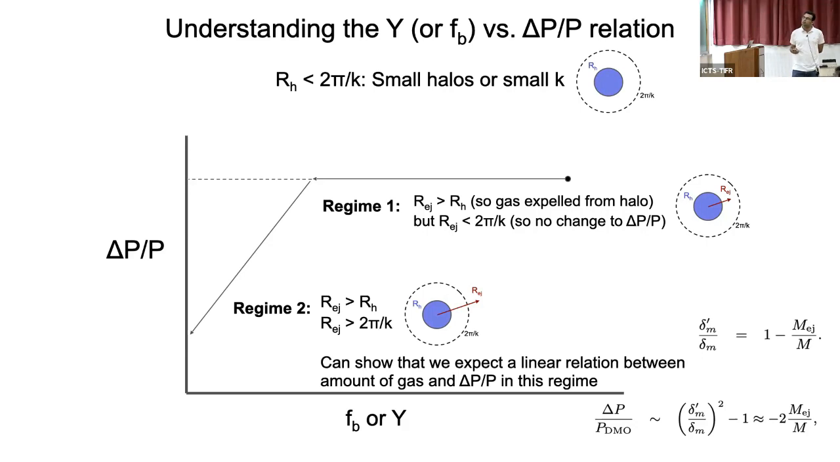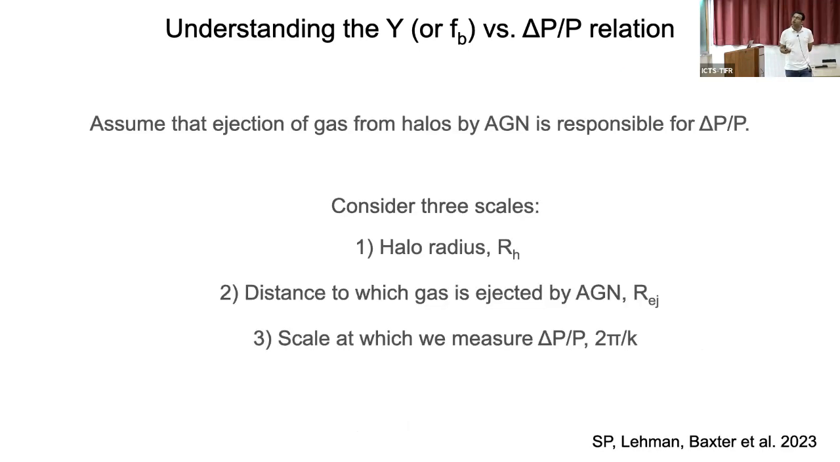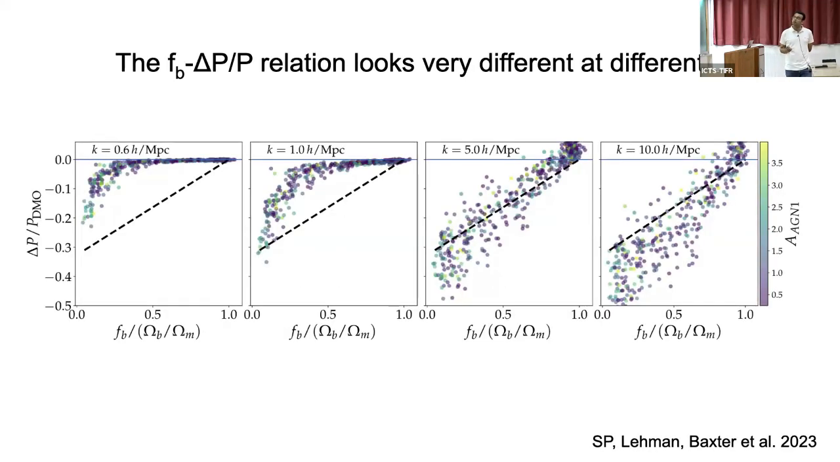So the gas will be ejected, so FP will change, but it won't change the power because the total mass inside the radius remains the same. So it will follow this kind of horizontal line. However, as soon as it gets really large feedback, R_ejected will be large, beyond the 2π over k, so it will change the power. So this is what you were seeing in here: when you're interested in larger scales where 2π over k is larger, it follows flat and then drops off.